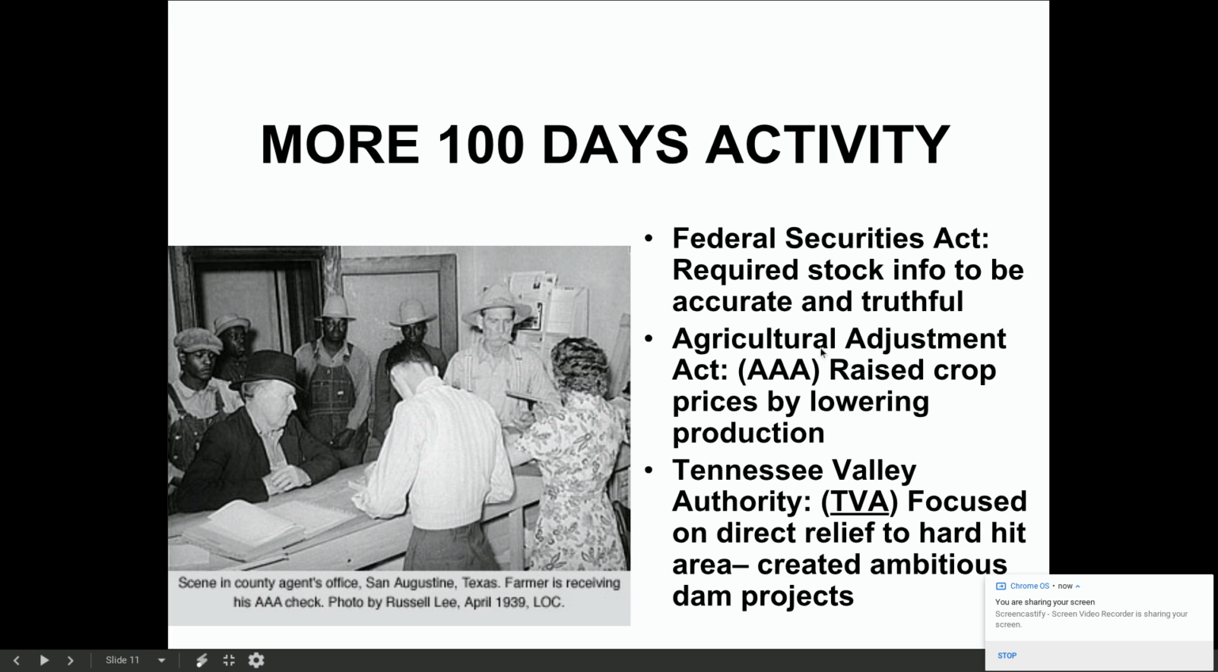More 100 days activity, they passed the Federal Securities Act, which required stock market information to be accurate and truthful, and the Agricultural Adjustment Act, which raised crop prices by lowering production. Again, this is encouraging farmers to produce less, but officially raising the price through government order.